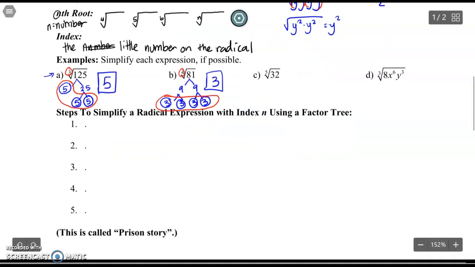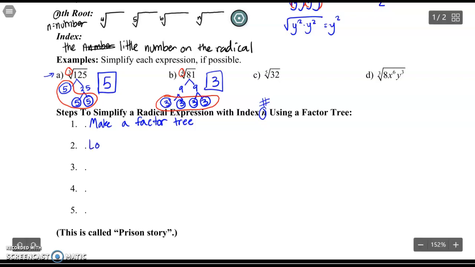Okay. Let's get out some steps though of how we can simplify a radical. So if we're simplifying a radical expression with index n, remember n is just a number. Okay, the first step is to make a factor tree. So that means that we're breaking down the number inside the radical, or the radicand, to a bunch of prime numbers like we did in A and B up here.